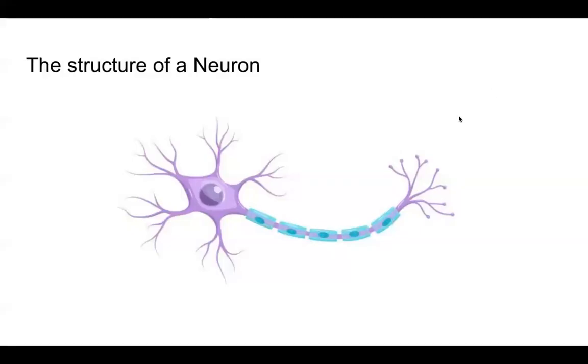Hi everyone, in this video we're going to go over the basic structure of a neuron. Alright, so let's get started. This one's going to be a pretty short video because the neuron is actually pretty simple. Even though it has a lot of functions, it's actually a pretty simple structure.